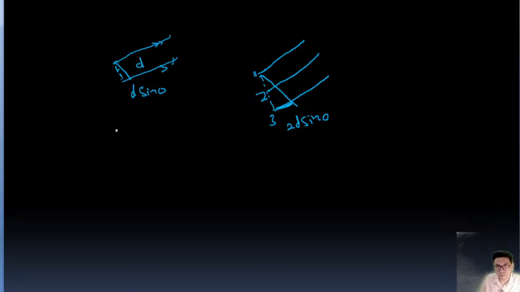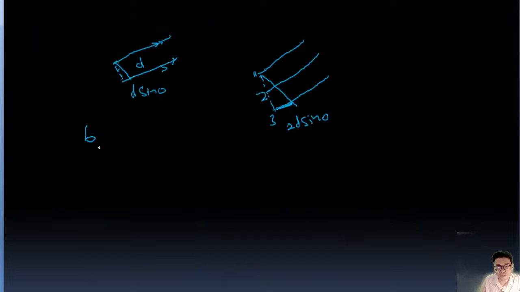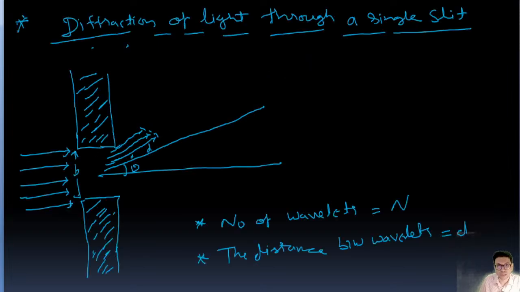And b is here. You can see this is the width of the slit. This is b, and because there are n wavelets and the distance between two wavelets is d, the value of b is going to be n minus 1 d. Because there are n wavelets and the distance between them is d, the total b is n minus 1 d. Simple mathematics.